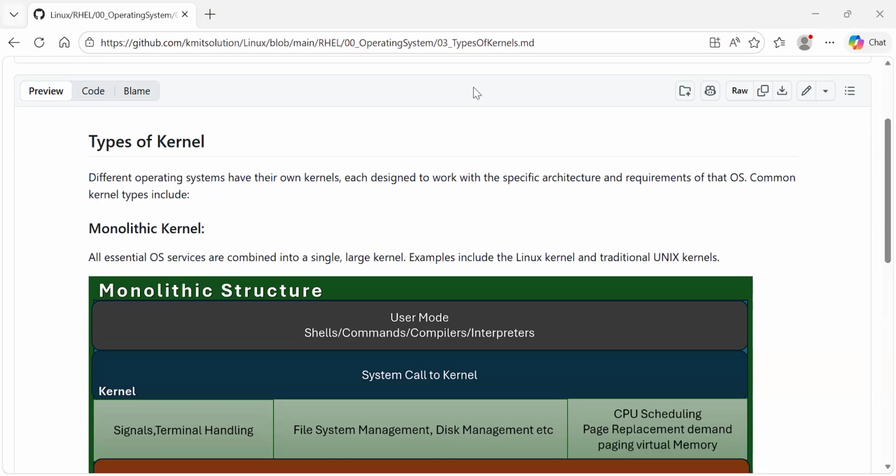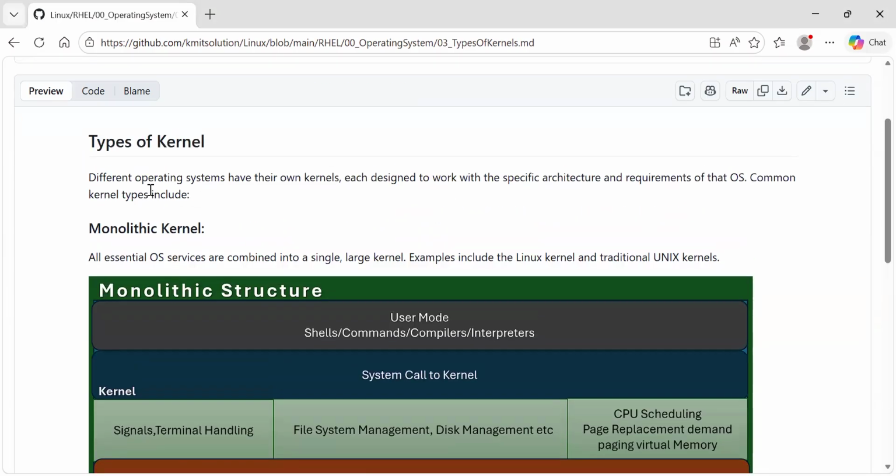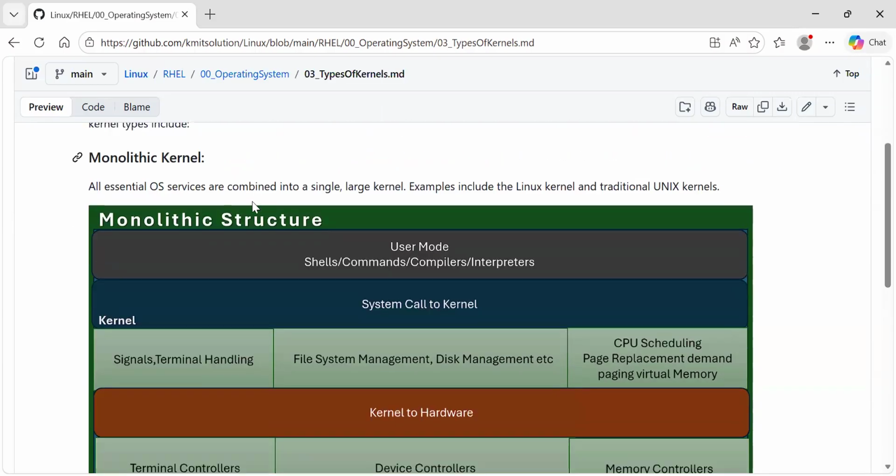Okay. So there are three types of kernels especially. Different operating systems have their own kernel, each designed to work with the specific architecture requirements of that operating system. The common types of kernels are the monolithic kernel, which is basically used by Linux or Unix kernels.